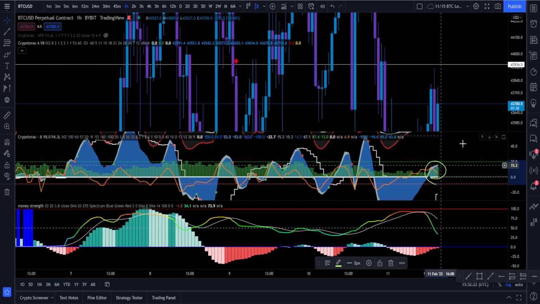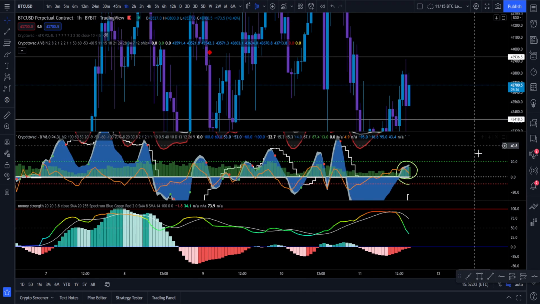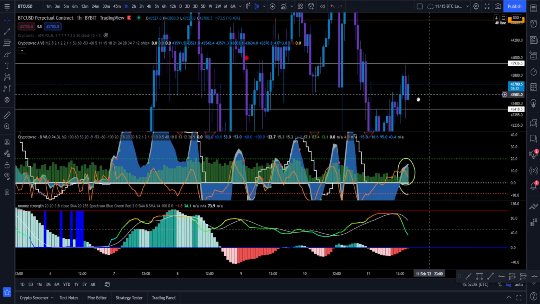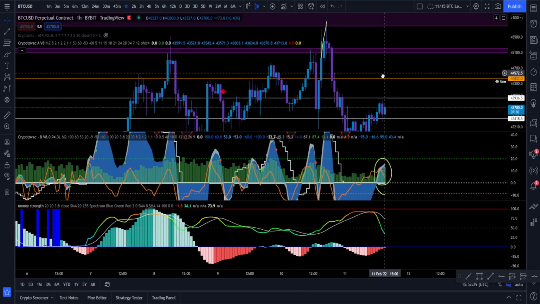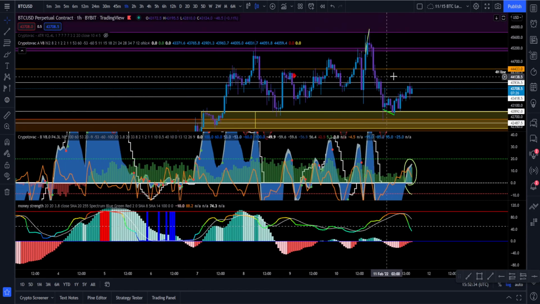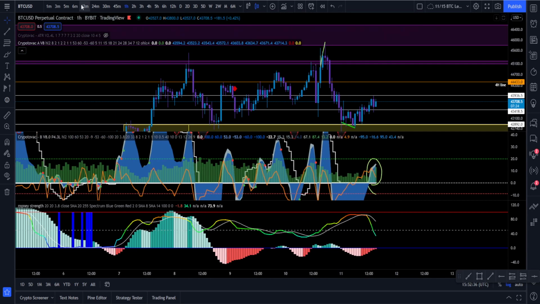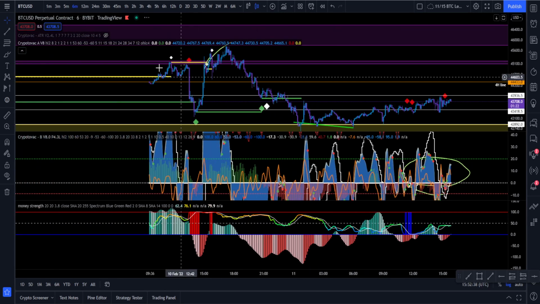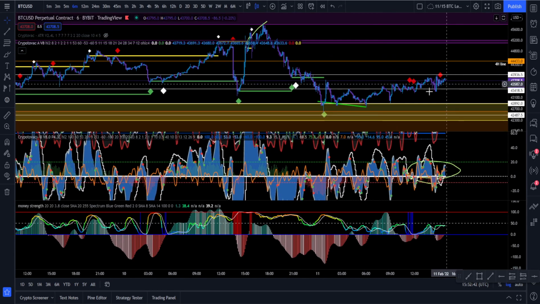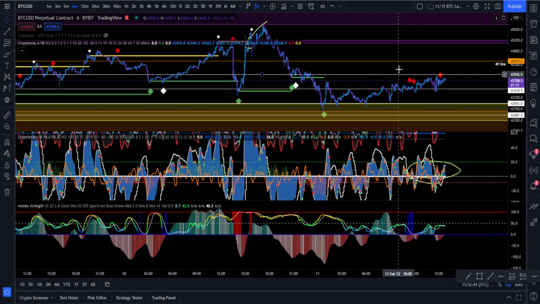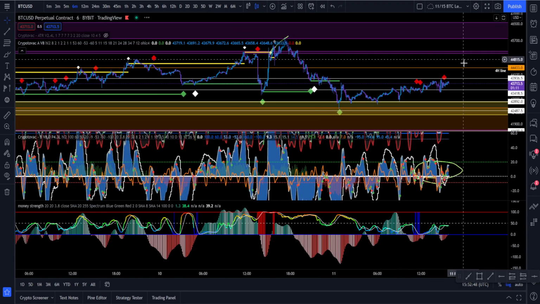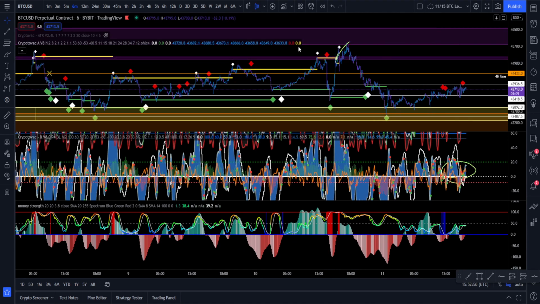Right, there we go. So what I'm looking for now is, I mean, hopefully that's clear to you guys of why I entered those trades. It was literally just off the white diamonds and Cryptovac A lines. That was literally the only reason I entered those trades. It's the only reason I need to enter those trades. I only use Cryptovac, as you guys know.